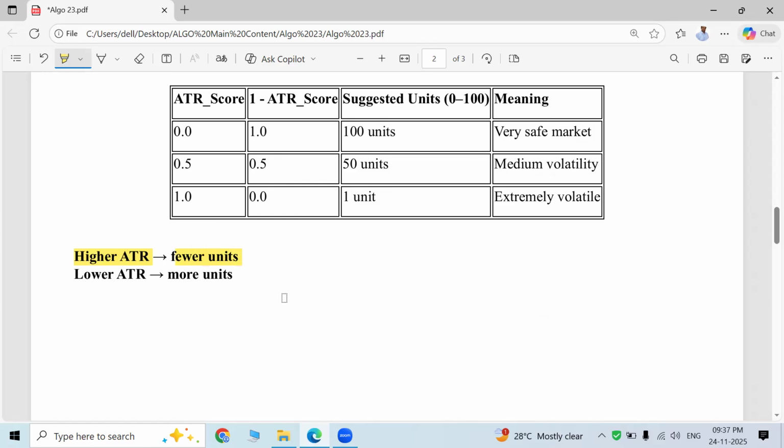Suppose you are working with 100 as a unit, like you are taking an entry with 100 shares or 100 equity, you try to reduce it to 50 or 25 or 70 based on this ATR. If the ATR is very low, then you can trade more number of units. Like you can trade with your full position size, with your full capital. So that is the basic logic.